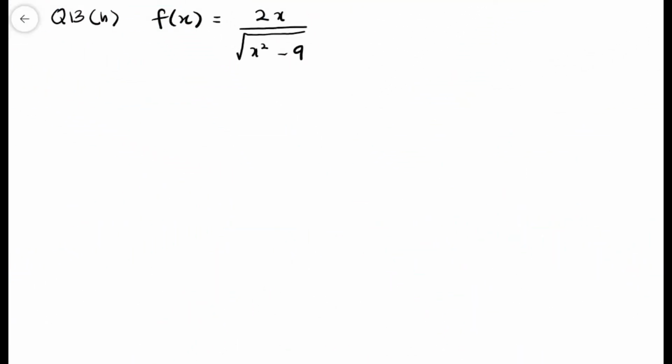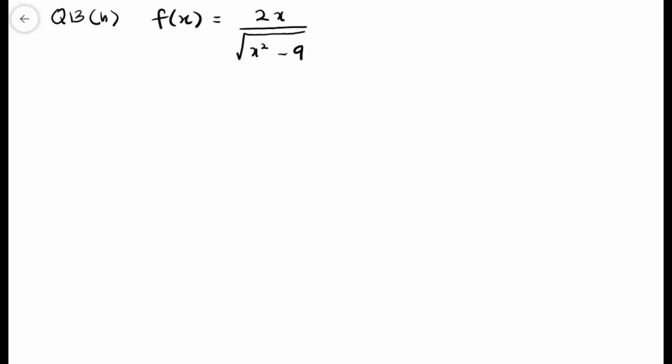Let us look at question 13H, which asks what asymptotes the graph has. So you need to try to find whether there are vertical asymptotes and also whether there is a horizontal asymptote for this function. So I'll pick question 13H. f(x) is equal to 2x over the square root of x squared minus 9.